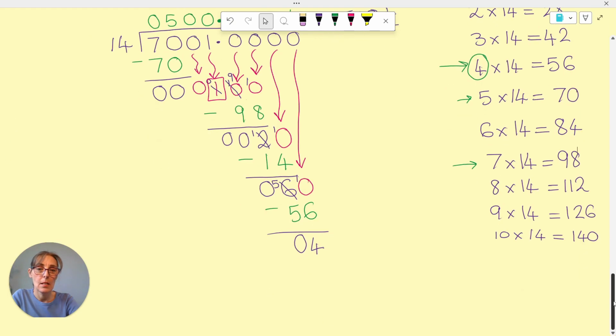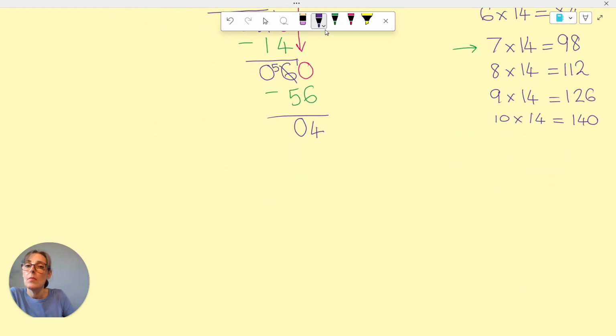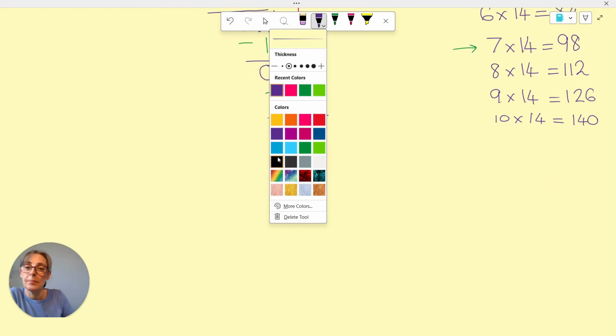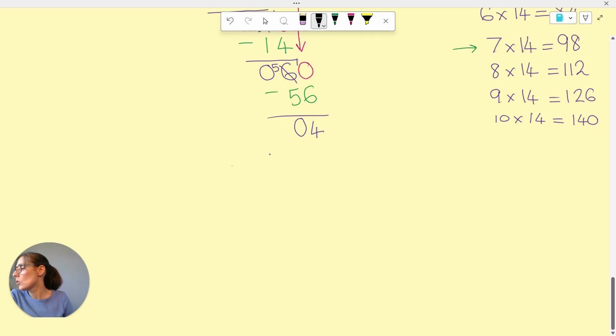Okay, so let's go to do it the short division way. Let's have a look. Let's use a different colour. All right, so the short division way, let's just draw it out. And we've got 7001.